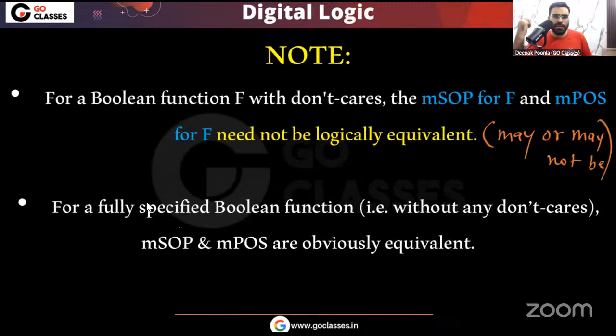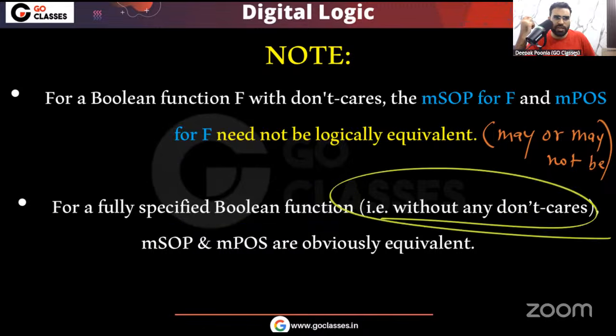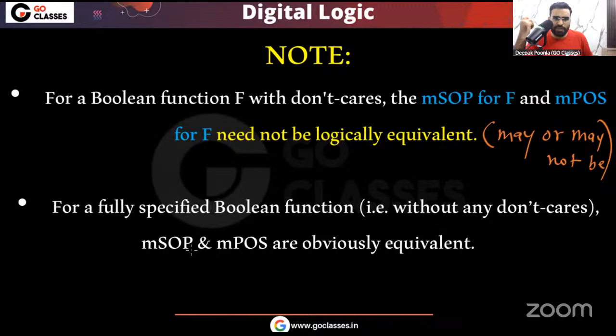But remember, if you have a fully specified Boolean function, meaning a function without any don't cares, then obviously the minimal SOP and minimal POS will be logically equivalent. Because if you have a function without don't cares, then the minimal SOP and minimal POS are just two different expressions for the same function, so they will be logically equivalent. But if you have a Boolean function with don't cares, then the minimal SOP for f and minimal POS for f may or may not be logically equivalent. I hope you understood.